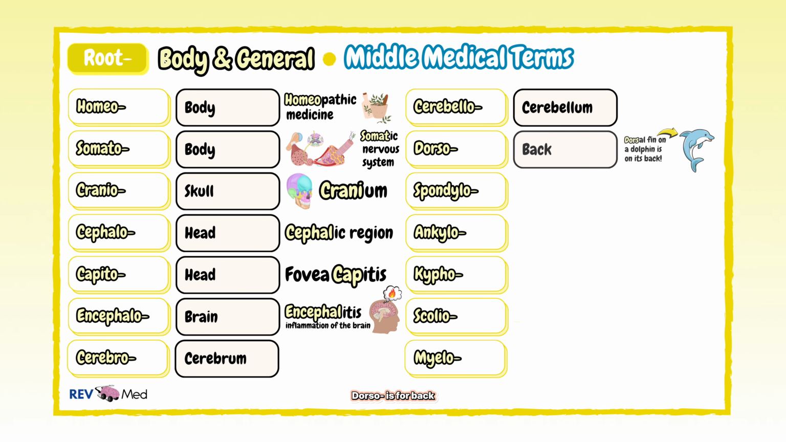Dorso is for back. You saw this in the prefix lesson as well. And you must remember we said dorsal fin of the dolphin. Or did we say shark? I forget. But also think of the dorsal column.